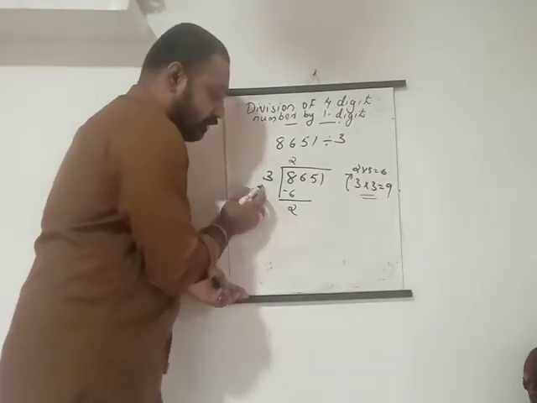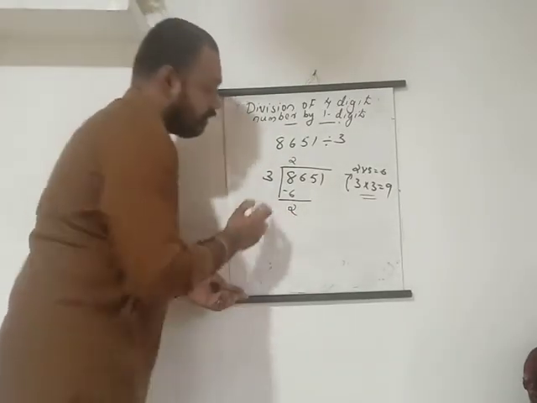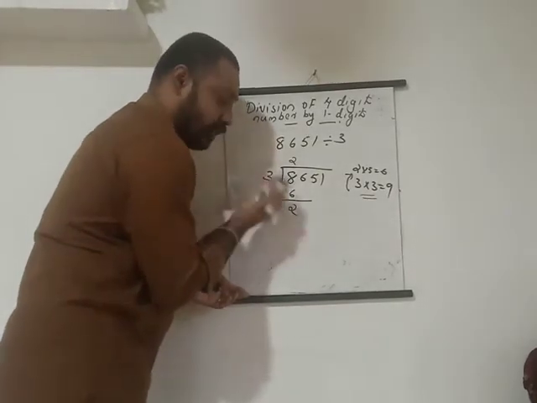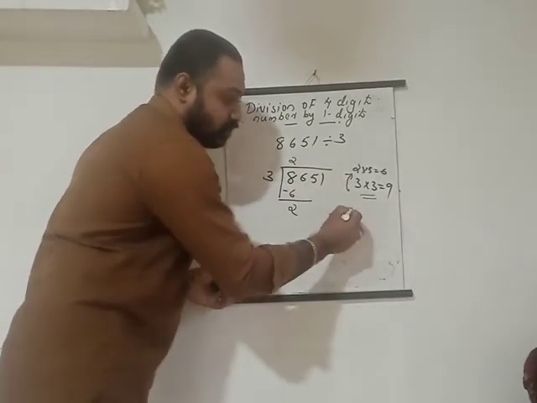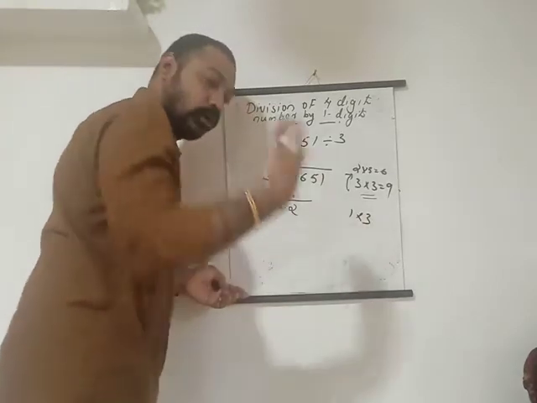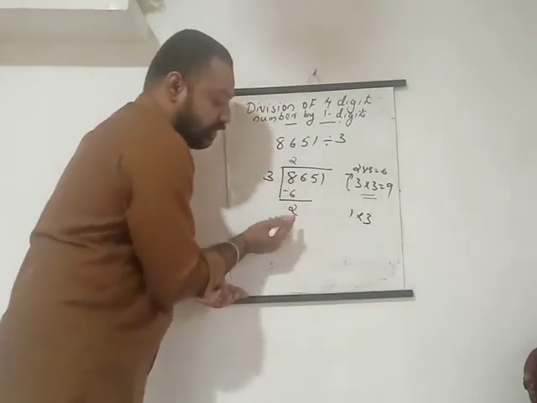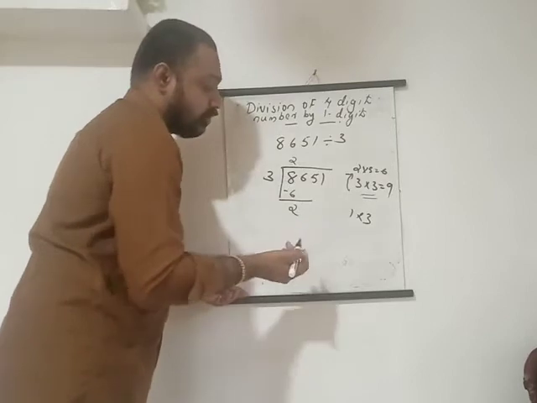Now can we divide with this 2? No, because 2 is less than the divisor. We cannot divide this 2, because 1 3 is 3, which is already more than 3 and so more than 2. One time 3 is already more than this 2.